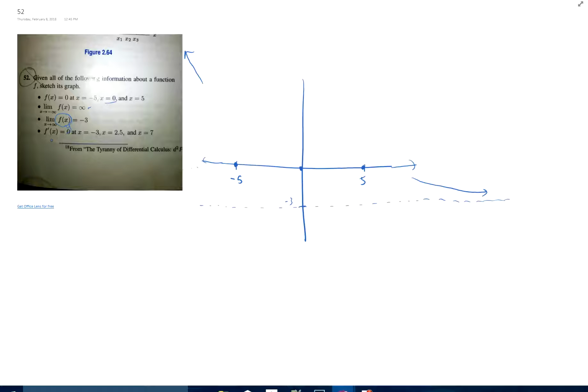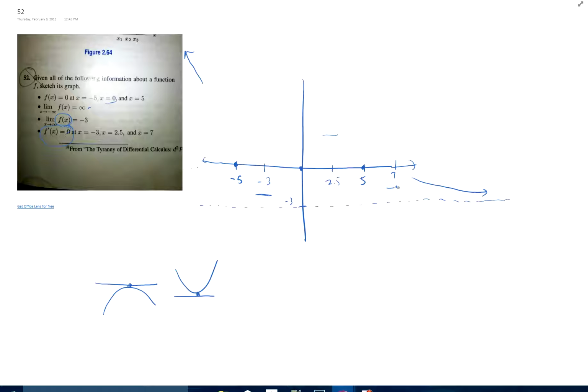And I know that f prime of x is equal to 0 at negative 3. So what does this mean? This means it's got a horizontal tangent. That means the slope is 0, which means it's going to look like that, or like that, right? So at negative 3, it's got a horizontal tangent somewhere. At 2.5, it's got a horizontal tangent somewhere. And at 7, it's got a horizontal tangent. Okay.